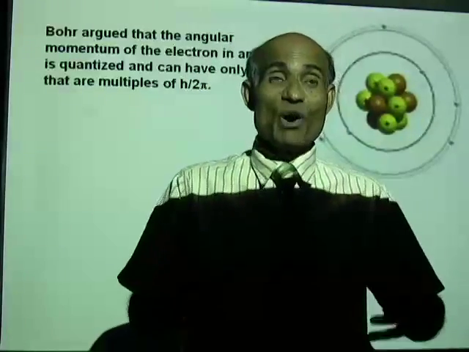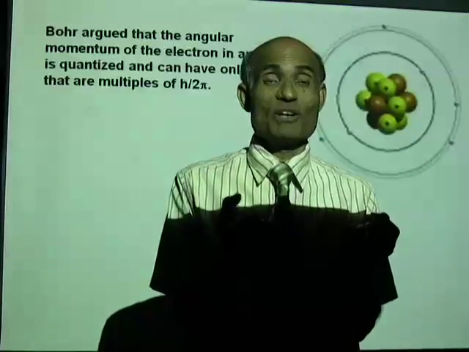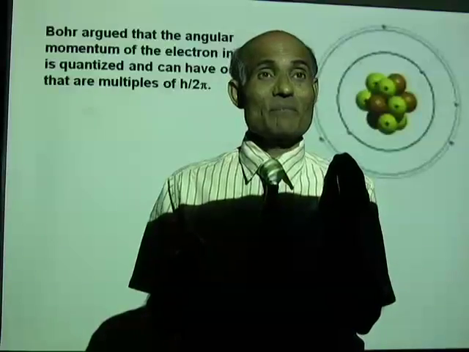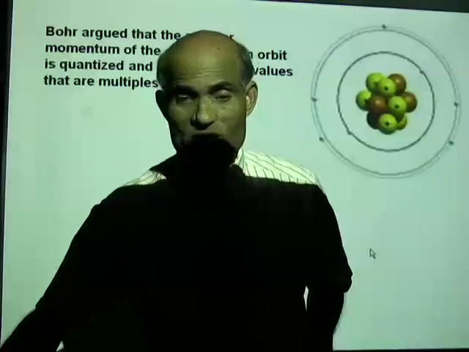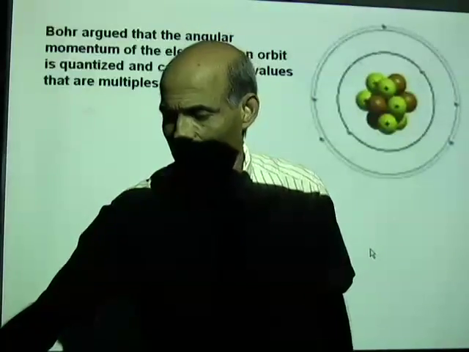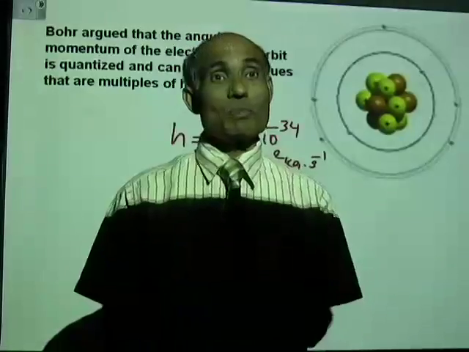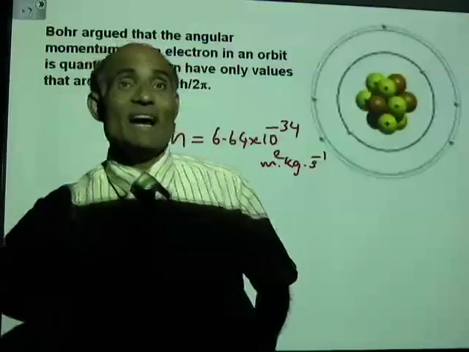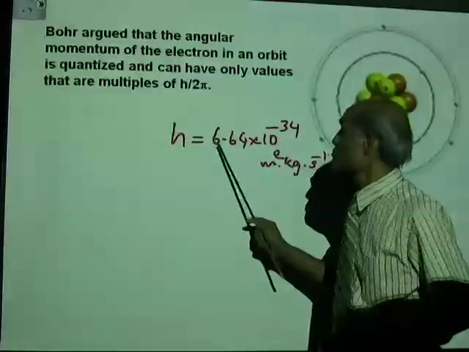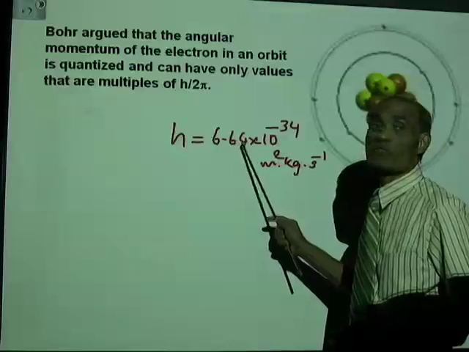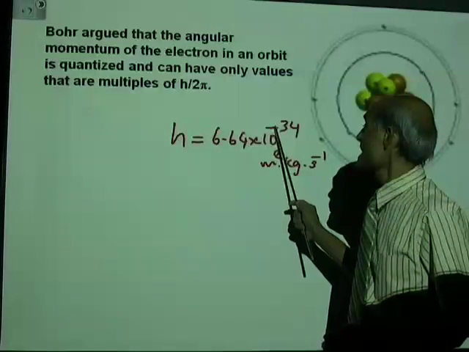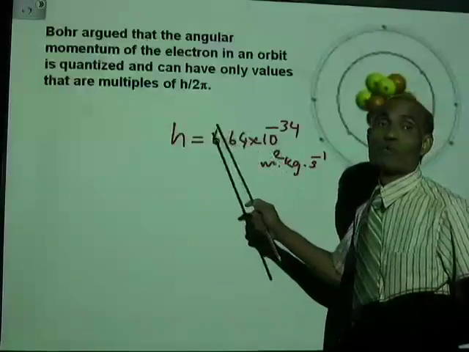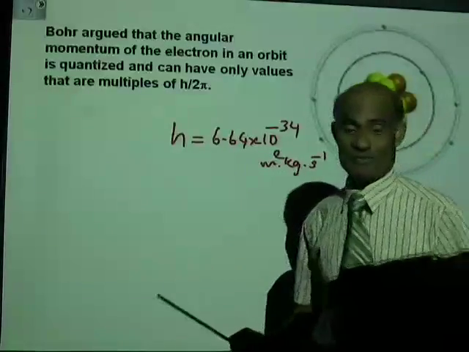Well, the idea of quantization was actually first introduced by Planck. Now, Planck's constant, let me see if I can give you the value of Planck's constant. Planck's constant is an important constant in nature, and it has the value h equal to 6.64 times 10 to the negative 4 meter squared kilogram per second. We will be using this very often.